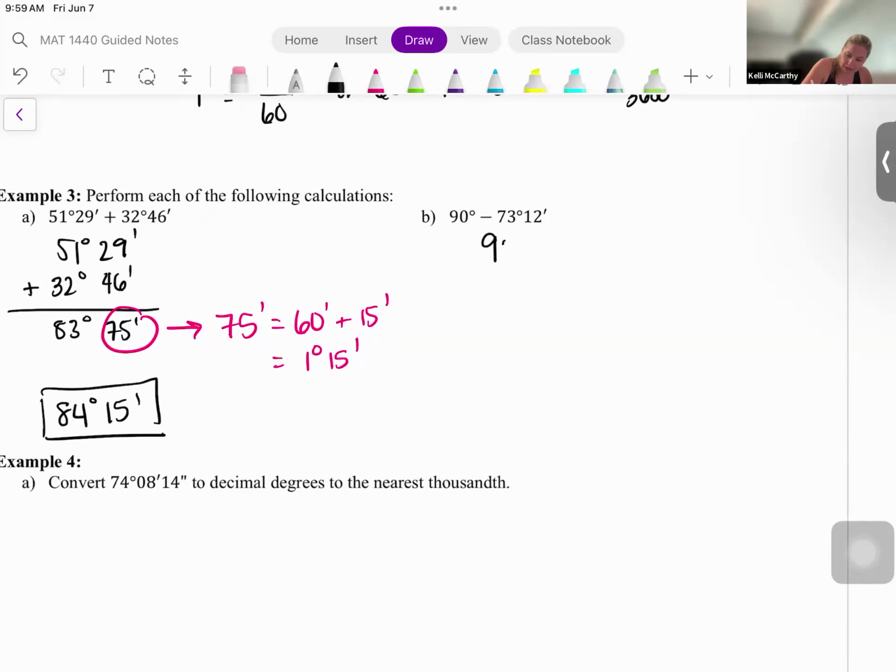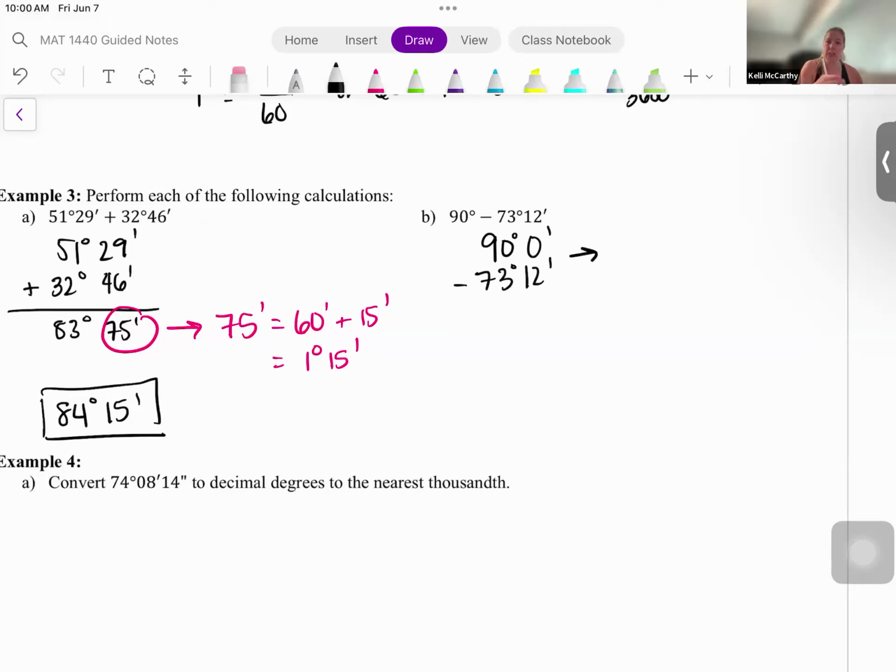Subtraction, we have 90 degrees. And I'm going to put 0 minutes here just so that we have a like term to combine with. Minus 73 degrees, 12 minutes. Now, thinking about subtraction from back in elementary school, I can't do 0 minus 12 because I can't take away 12 from 0. So what we're going to do is we're going to rewrite this.